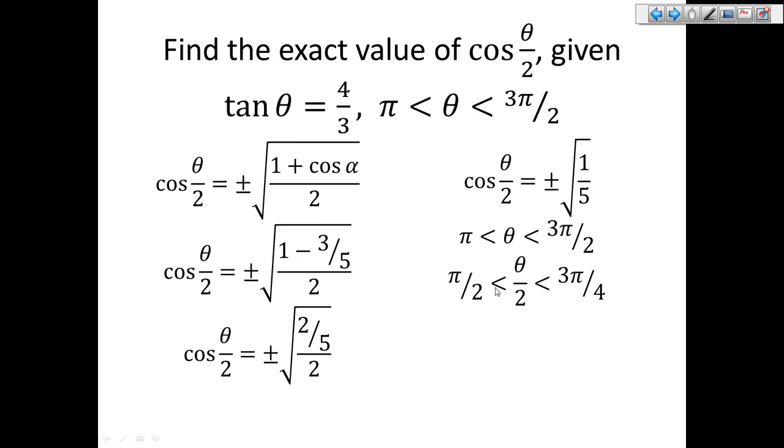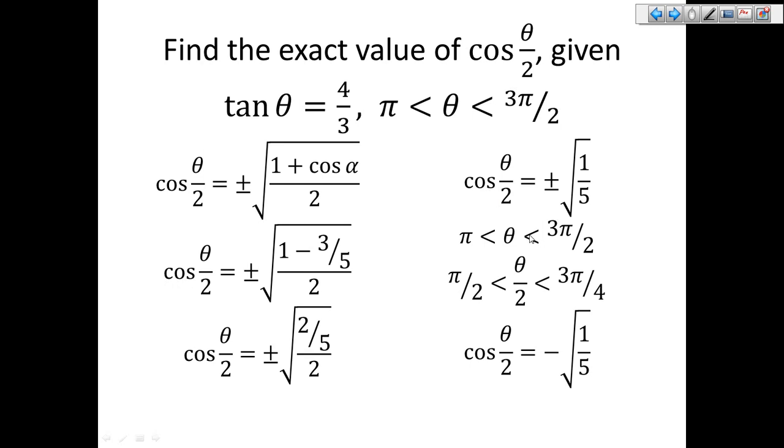Now this is not an entire quadrant. This is the beginning of quadrant 2. This is halfway through it. So is cosine positive or negative starting at pi over 2 and ending at 3 pi over 2? Well, it's actually negative. But I've got to go through this process to figure out if my theta over 2 is going to make my cosine positive or negative.